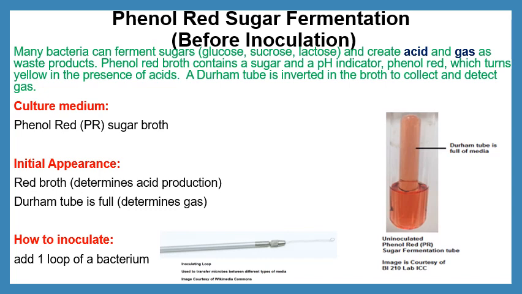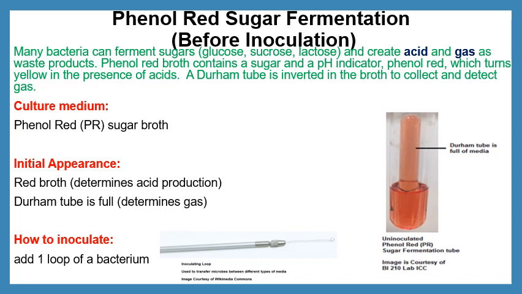So in this experiment, we could use glucose, which is a monosaccharide. We could use sucrose, which is a disaccharide, or lactose, which is a disaccharide. We could use any of these sugars. And we could inoculate these cultures, which are all going to start off as a red color because phenol red is our indicator. They're all going to start off red. And we would inoculate by adding 1 loop of bacteria to these test tubes. If an acid is present, we will see a color change from red to yellow. If gas is present, we will see a change in this little Durham tube, which I'll get to in a second.